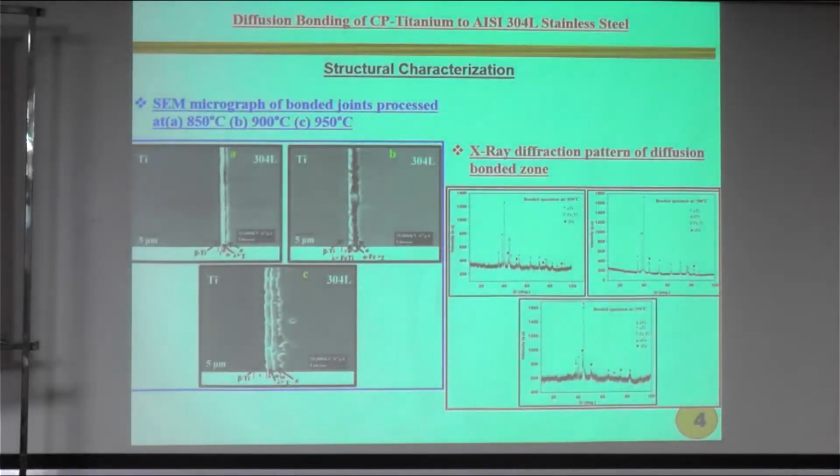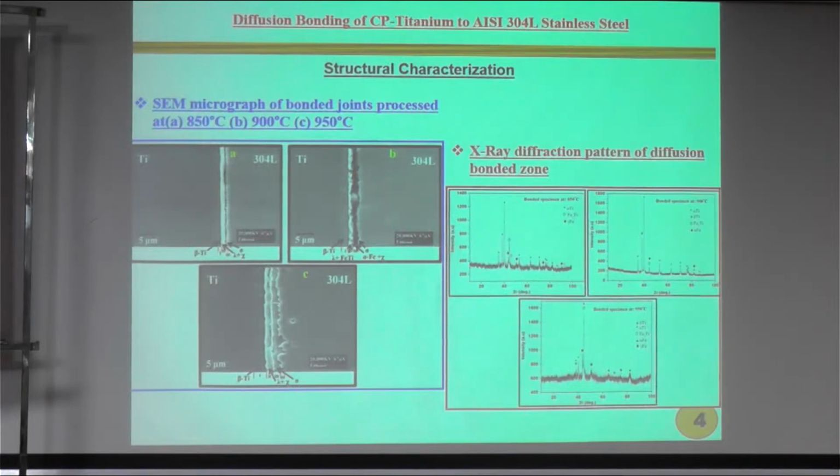This is one study: diffusion bonding of commercially pure titanium to 304L stainless steel. I will give you a brief history of the specimen fabrication. This bonding of titanium to stainless steel is highly challenging because there is limited solid solubility between iron and titanium. Because of that, in a fusion-based welding process, where melting and solidification take place, intermetallic compounds like FeTi and Fe2Ti will evolve.